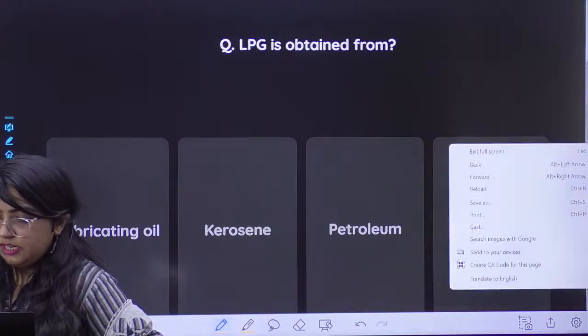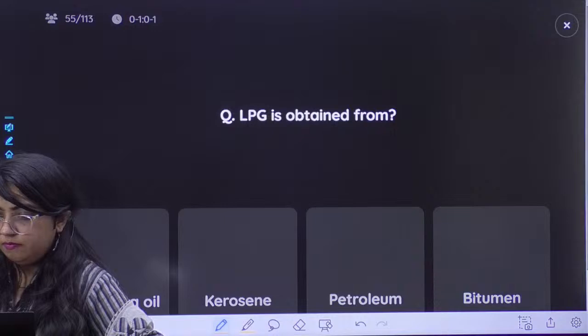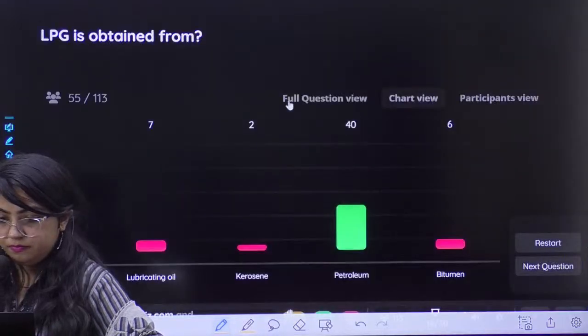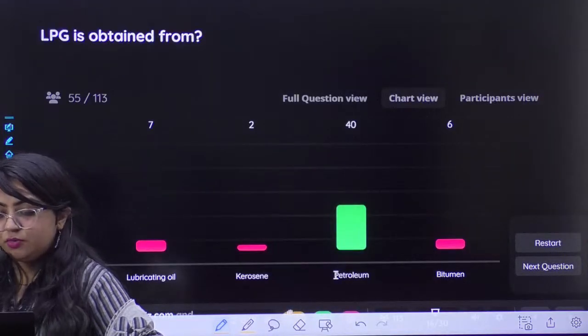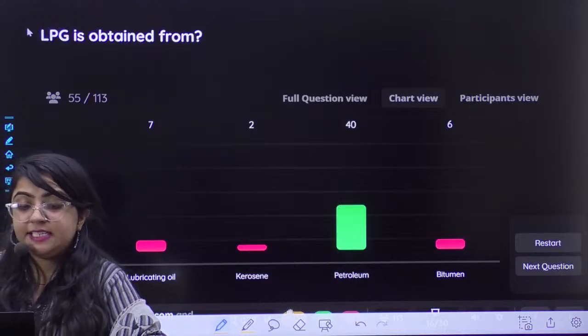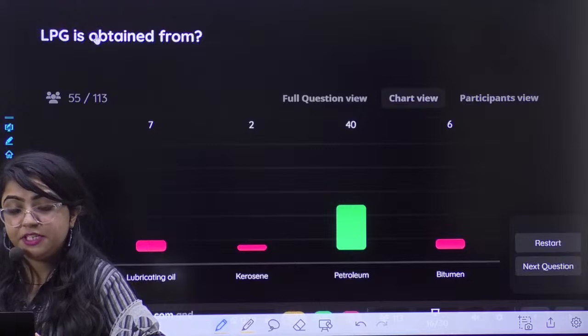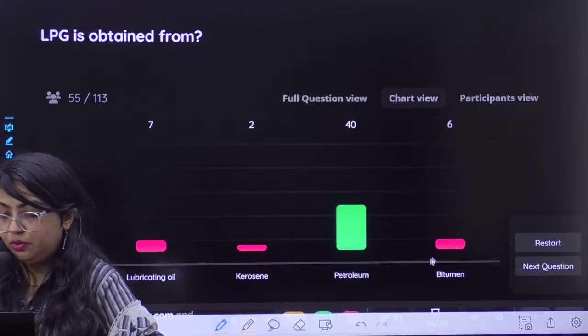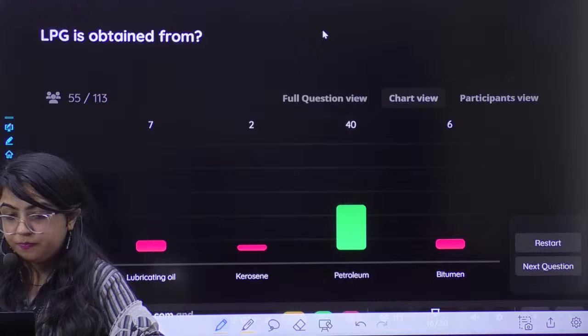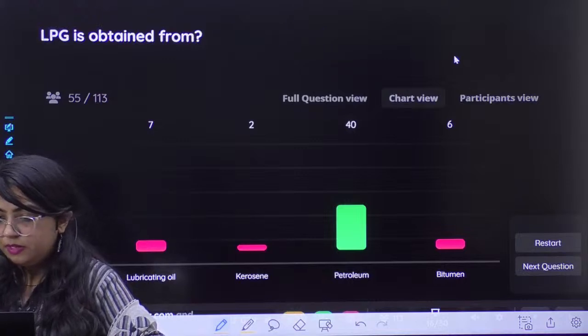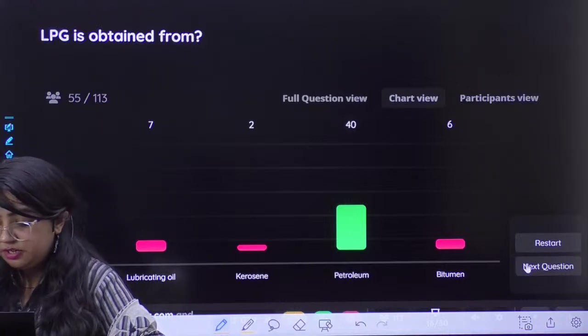Okay, so now let's check the answer for this question. Yes, the answer for this question is petroleum, as LPG stands for liquefied petroleum gas. So LPG is majorly obtained from petroleum. Okay, so the next question.